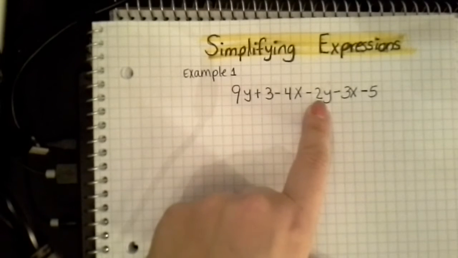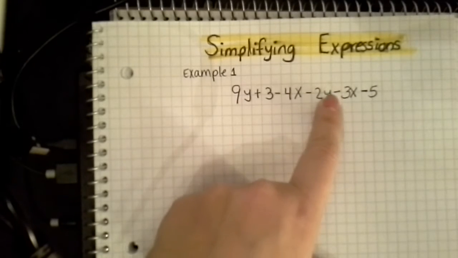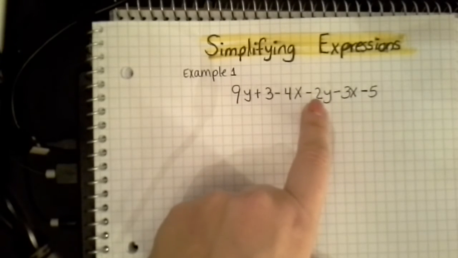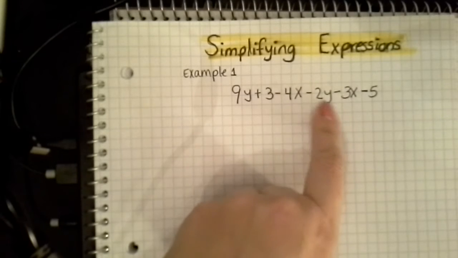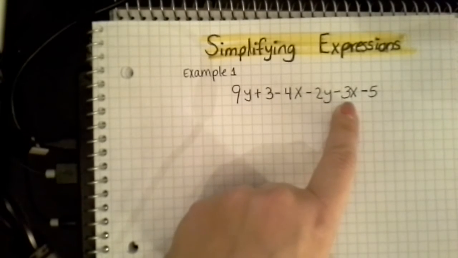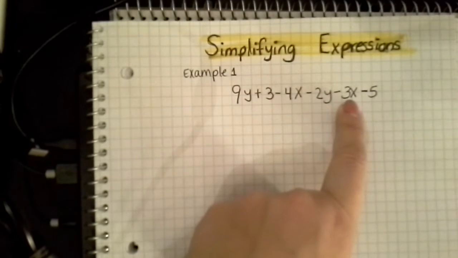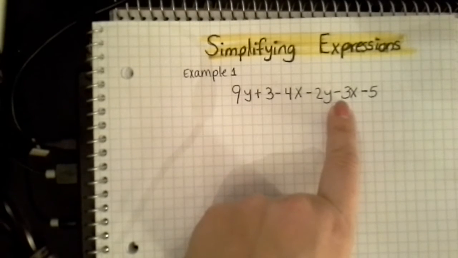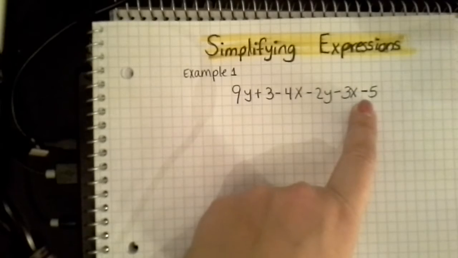We have negative 2y, that is also another term, and it has a variable of y and the coefficient is negative 2. Looking at this one, we have negative 3x, which is another term with a variable x and the coefficient is a negative 3. Lastly, we have negative 5.